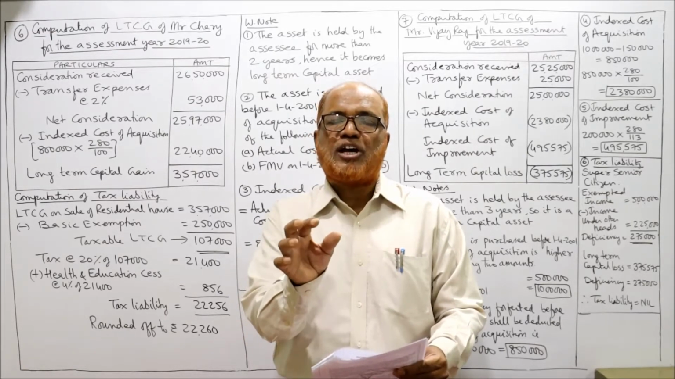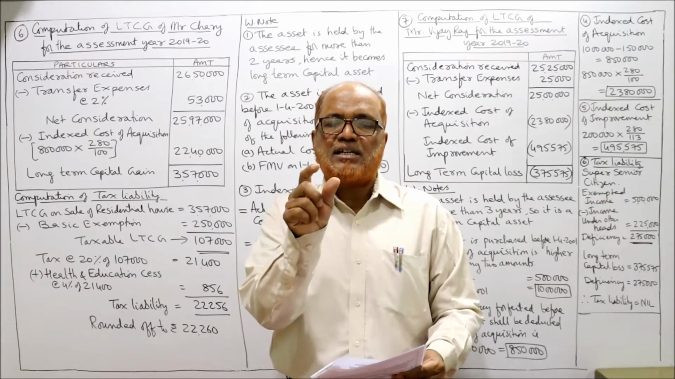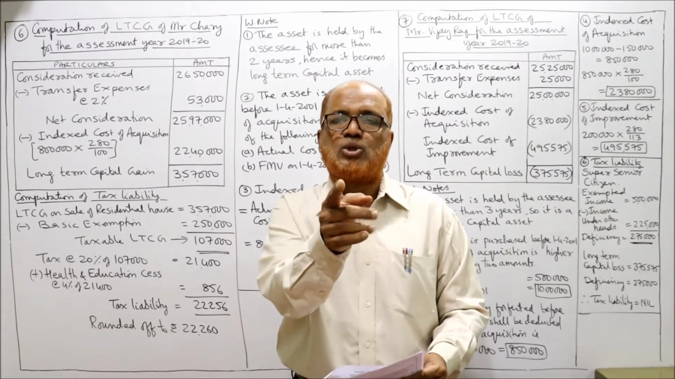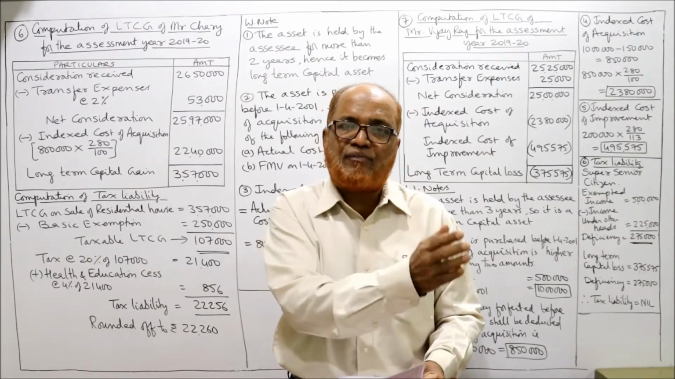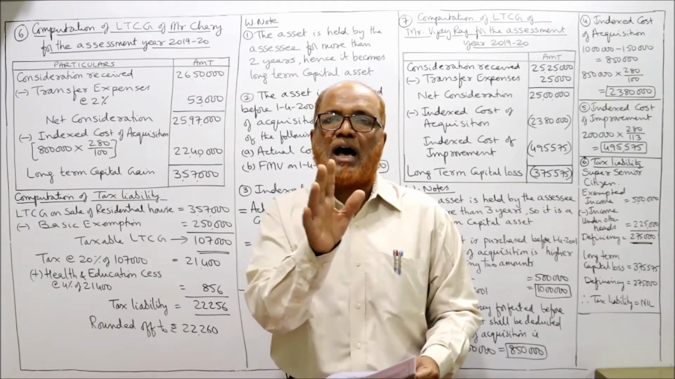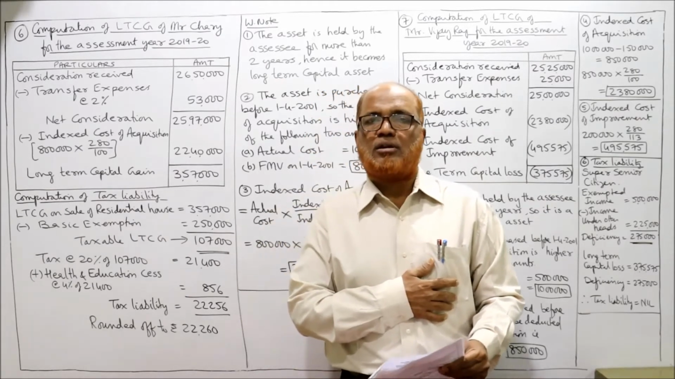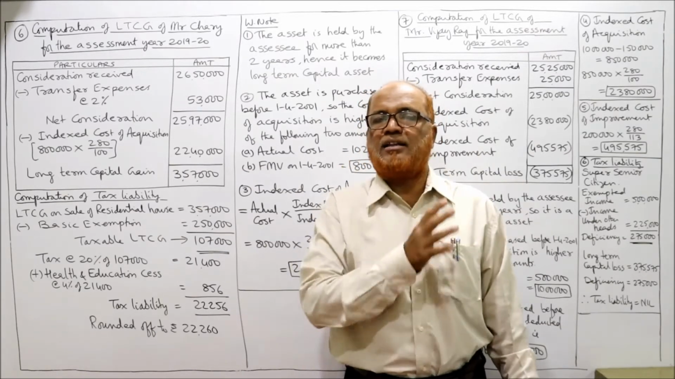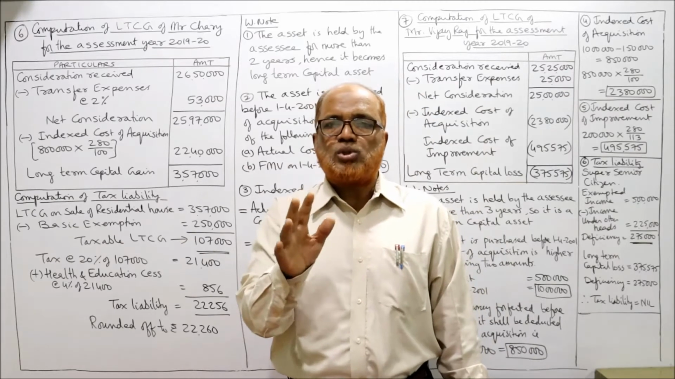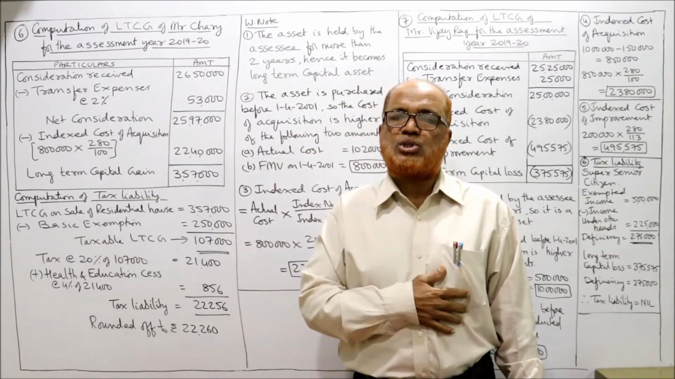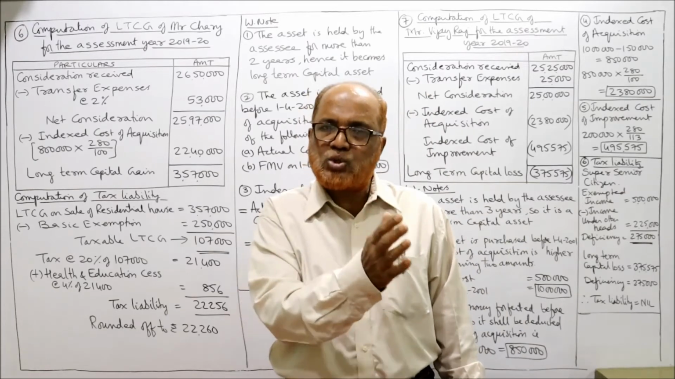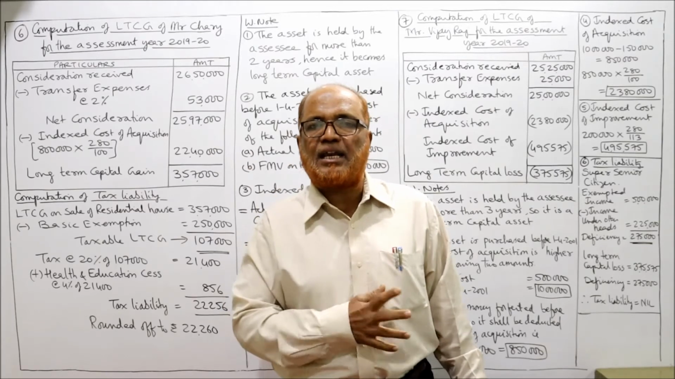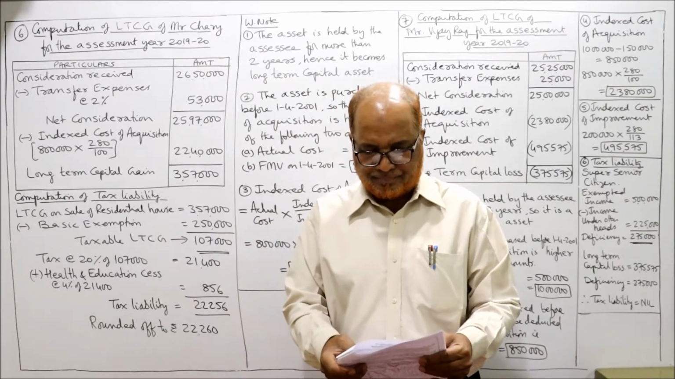The income tax provision has been given. If any asset is purchased before 1/4/2001, the assessee can choose the actual cost or FMV on 1/4/2001 as the cost of acquisition. So if an assessee purchases an asset before 1/4/2001, he can choose the higher of the following two as the cost of acquisition. Which are the two amounts? Actual cost or FMV on 1/4/2001. Whichever is higher will be taken as the cost of acquisition.